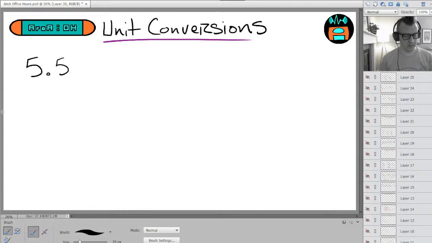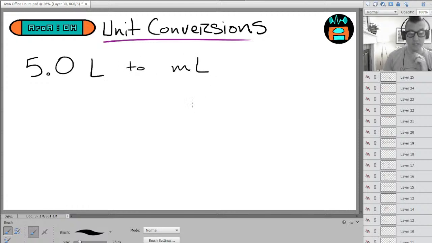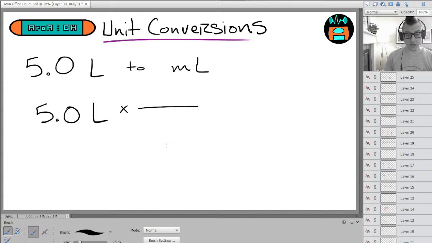Oh, no. Hang on. Let's convert 5.0 liters to milliliters. All right, so your first step when you're doing a unit conversion is you want to set up your ratio. We want liters to cancel, so that goes in the denominator. We want to be left with milliliters, that goes in the numerator.